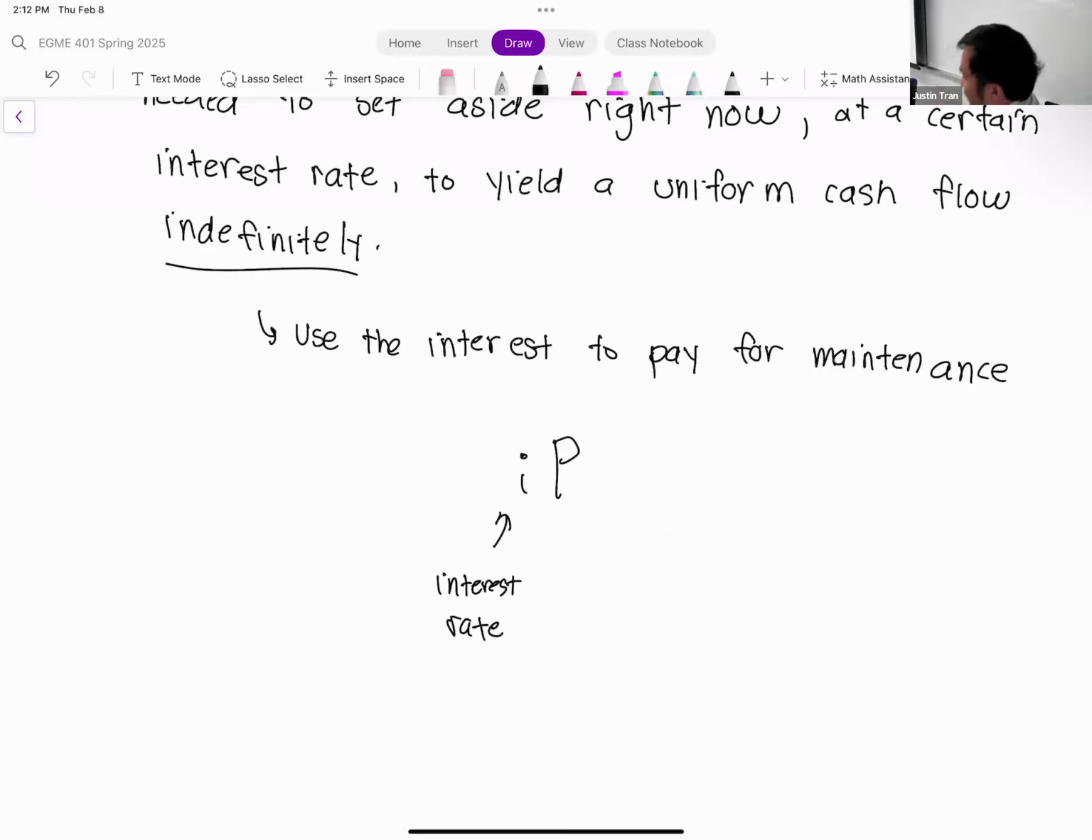Of course, the interest rate is in decimal form. And then we have P here, which is our initial investment. We talked about this on, I think, the second day of class in that first week. And so if you multiply the interest rate by the initial investment, this tells you how much interest you're going to generate that year.